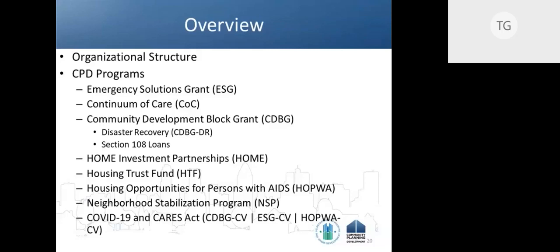The Section 108 loan program that is used basically for economic development. We also manage and administer the Home Investment Partnerships Program, the Housing Trust Fund, the Housing Opportunity for Persons with AIDS Program, and the Neighborhood Stabilization Program. Specifically related to the CARES Act and COVID-19, we have CDBG-CV, ESG-CV, and HOPWA-CV.